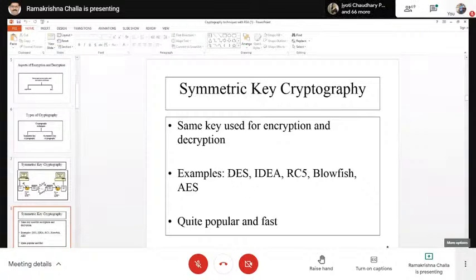So therefore, all symmetric algorithms in general are very fast, whether you implement them in hardware or in software, compared to the asymmetric cryptography algorithms that you will study later.